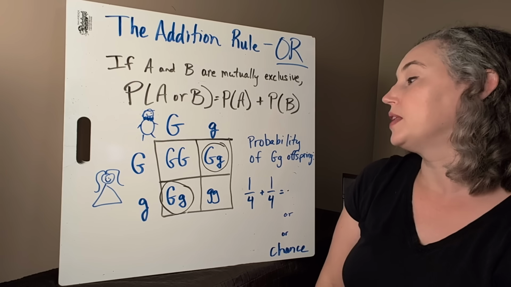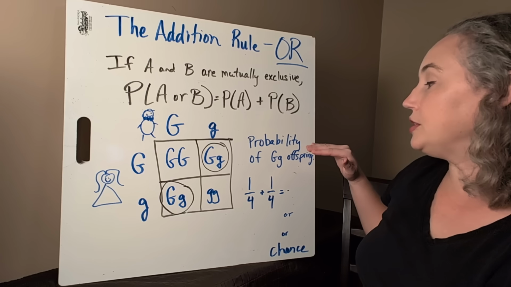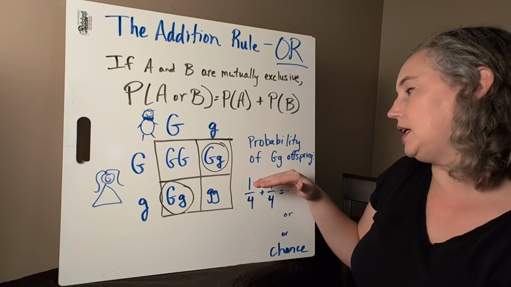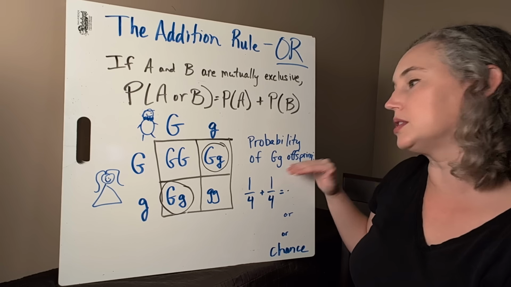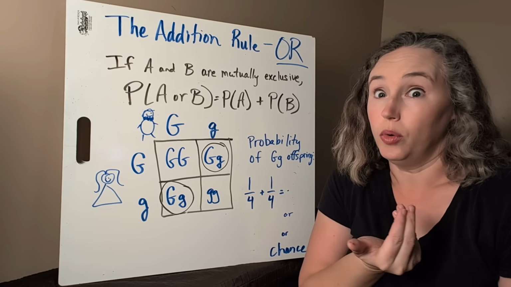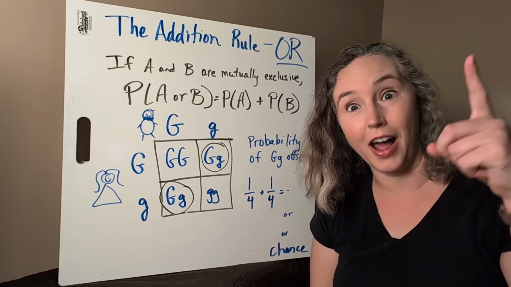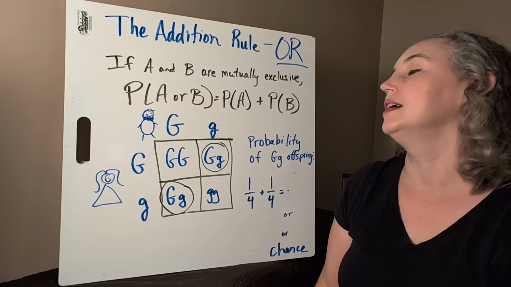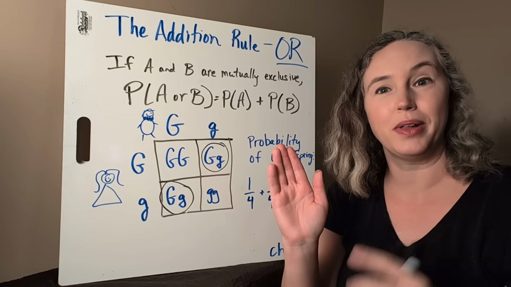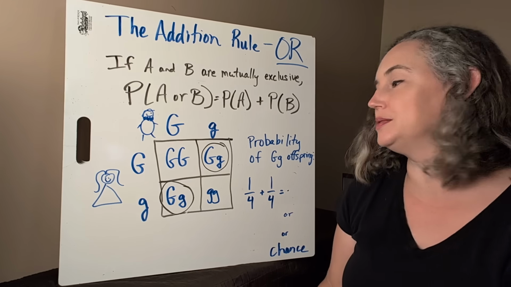We'll call it G. The question may ask, what's the probability of getting a heterozygous offspring? Well, you could do a Punnett square. I have a video on how to do Punnett squares. Actually, I have a whole genetics playlist. You can check that out too.